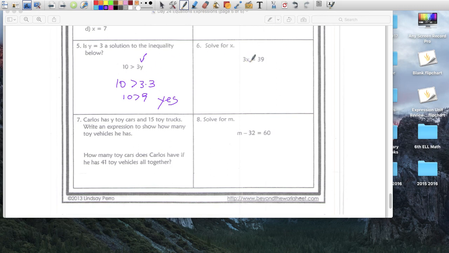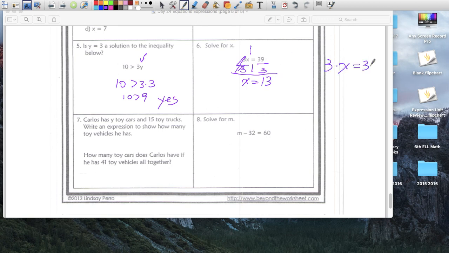Solve for x. In this case, it's a multiplication that's happening here. Okay, guys, remember 3 times x equals 39. The opposite of multiplication is division. So I'm going to divide this side and this side by the coefficient, which is 3. 3 divided by 3 is 1, so this becomes 1x, or just simply x. You don't need to write the 1. On the right side, 39 divided by 3 is 13. So x equals 13.